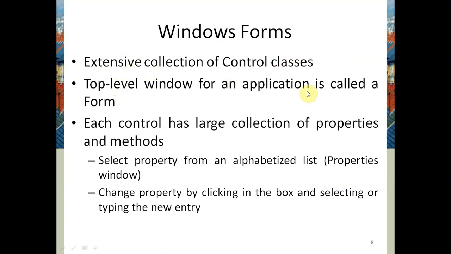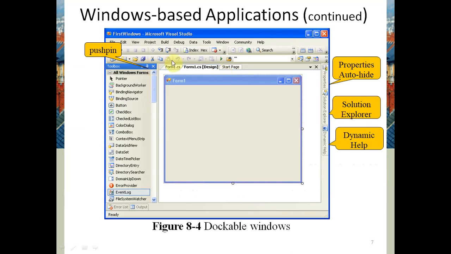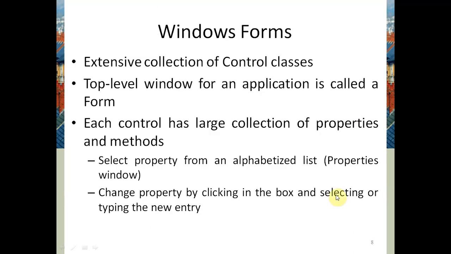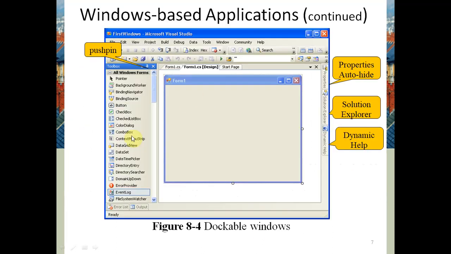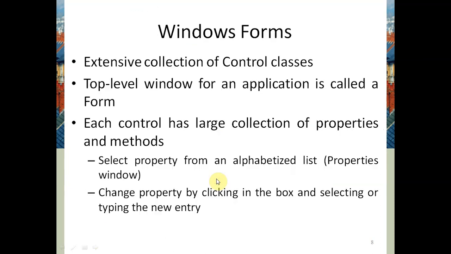There are some important points regarding this Windows form. First, an extensive collection of control classes. It has different control classes. Suppose we have forms, and we will have a form class inside this Form1.cs, and the top level window for the application is called the form. So it is the top level window. Inside this window we will have all the components, and we may have some sub windows inside this Form1.